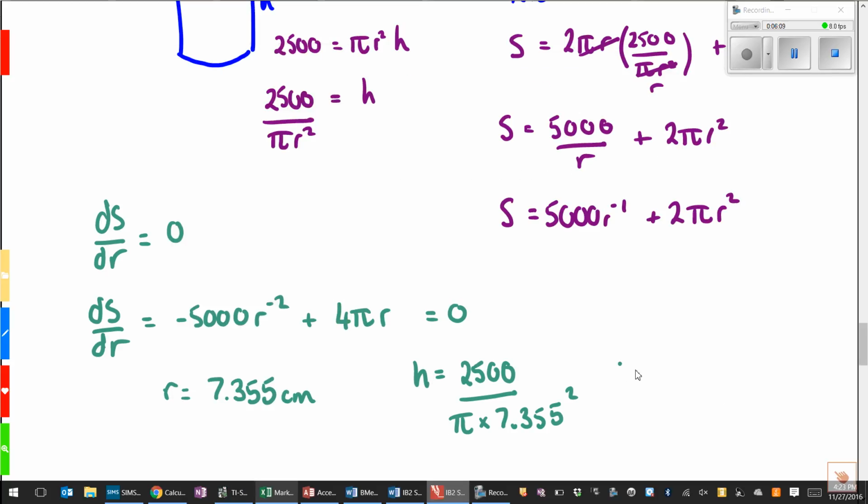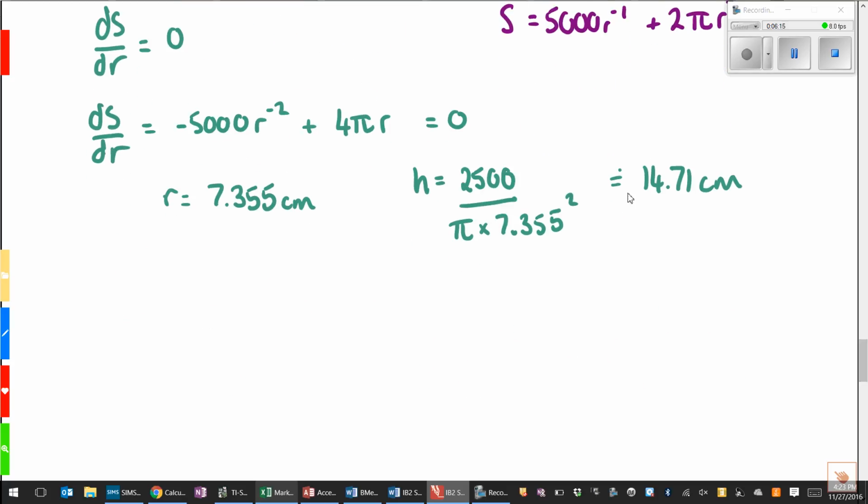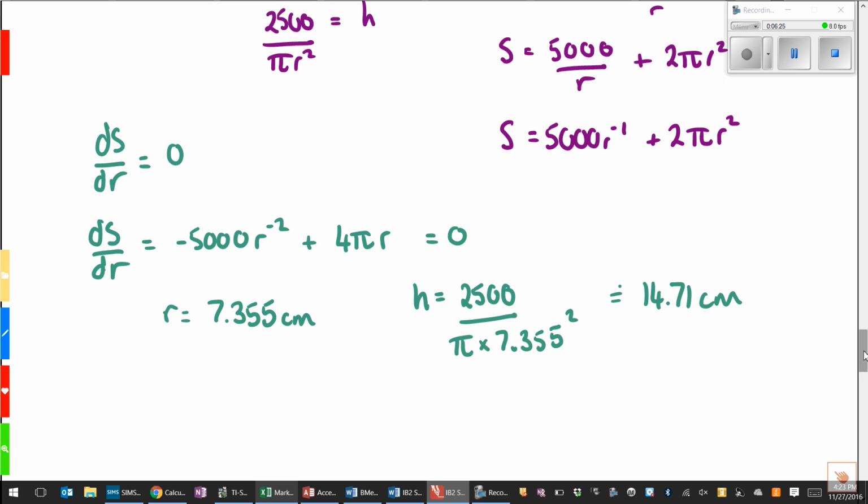14.71 centimetres. Obviously take note of rounding if you're asked for 3 significant figures or how many decimal places. I've been inconsistent. I've got 4 significant figures, but you'd probably be asked for 3.